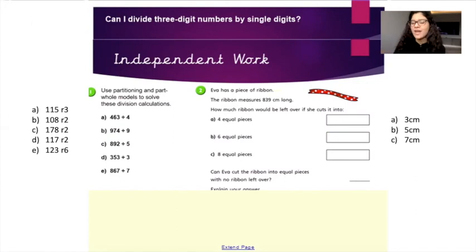So can Eva cut the ribbon into equal pieces with no ribbon left over? Clearly she cannot. And why? It's because there is always going to be ribbon left over, because that number, 839, is not in these times tables. And when that number is not in the times tables, that means there will always be ribbon left over once Eva cuts it, no matter how much she tries to cut it into equal pieces, or however many pieces she cuts it into as well.